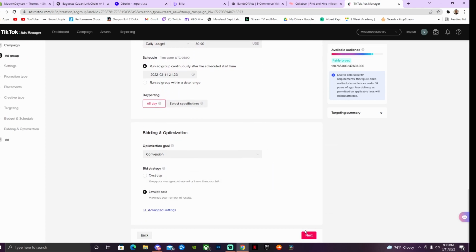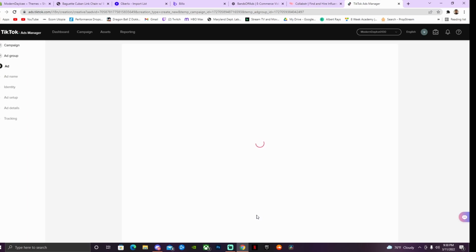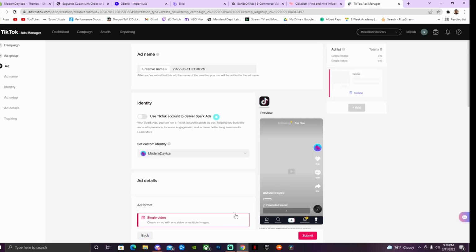So, now we're gonna hit next. Okay, so now we have the ad. This is the creative ad that you would be using, for instance. So here, we have Spark ads.